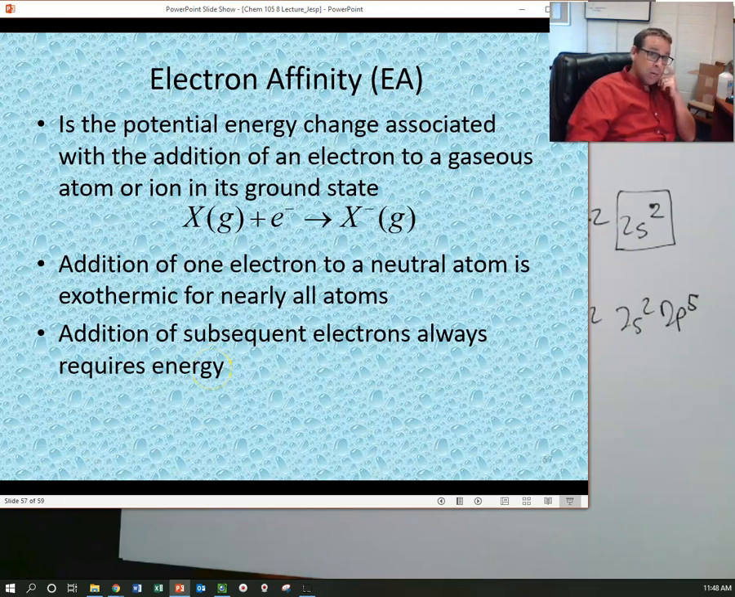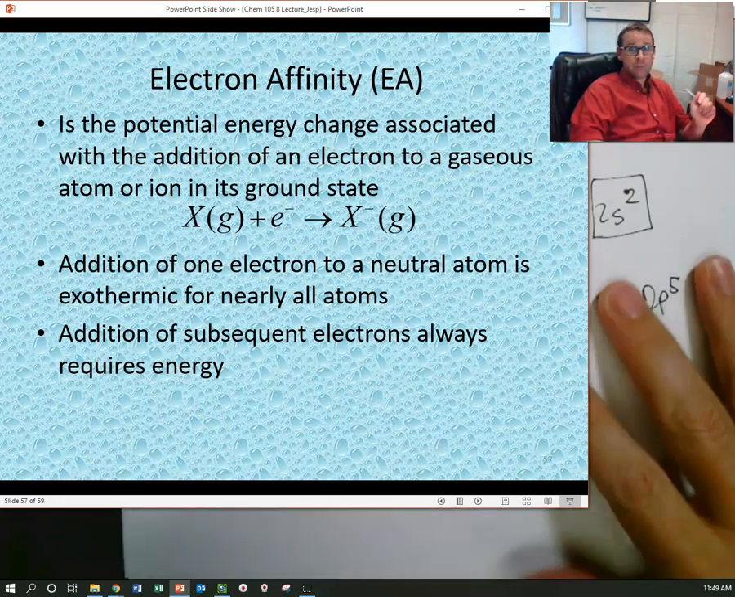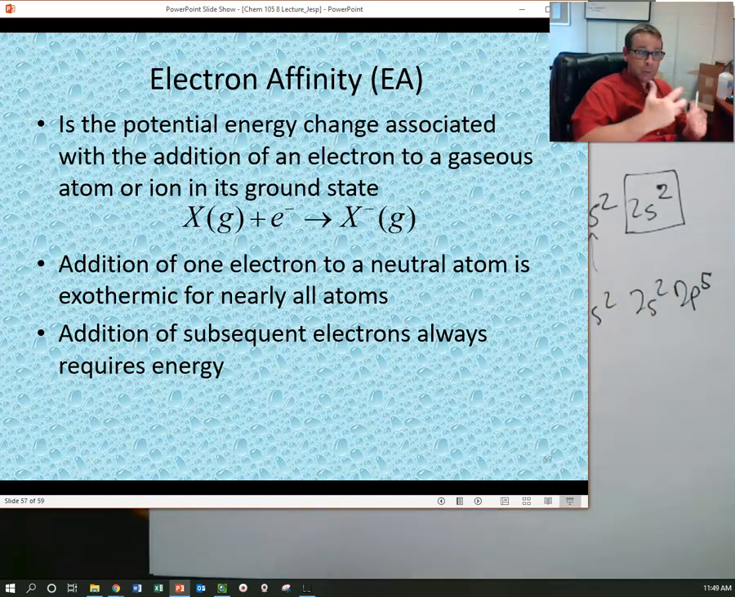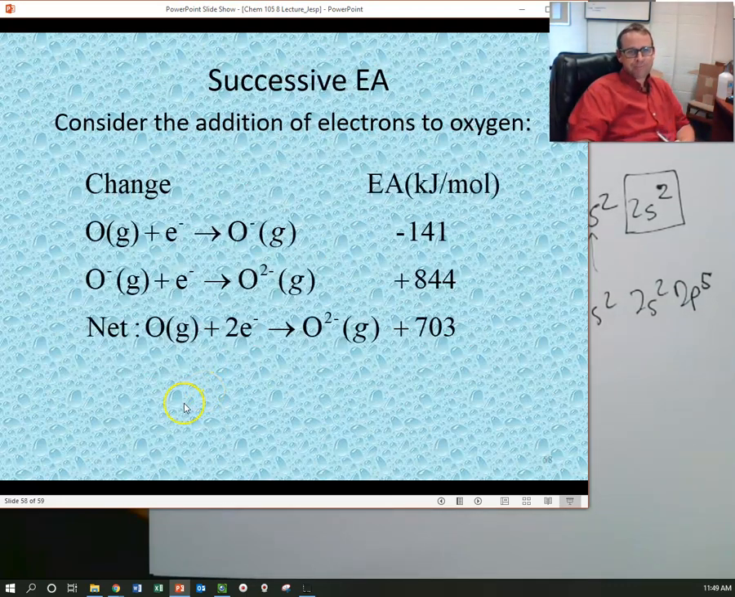Okay, so that model helps us remember electron affinities. Now the word affinity means, how much attraction do I have to something? Some people say, I have an affinity for chocolate, right? I'm really attracted to chocolate. So electron affinities are energies associated with taking an electron. Everybody will take one. It'll stabilize their system a little bit. The energy will go down, but the second one always requires energy.